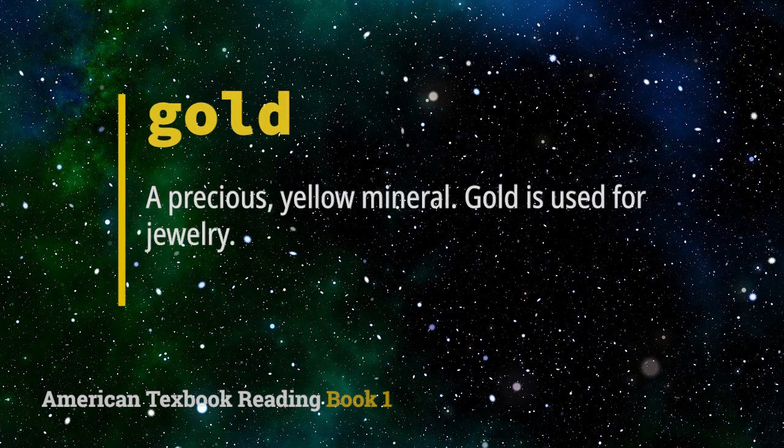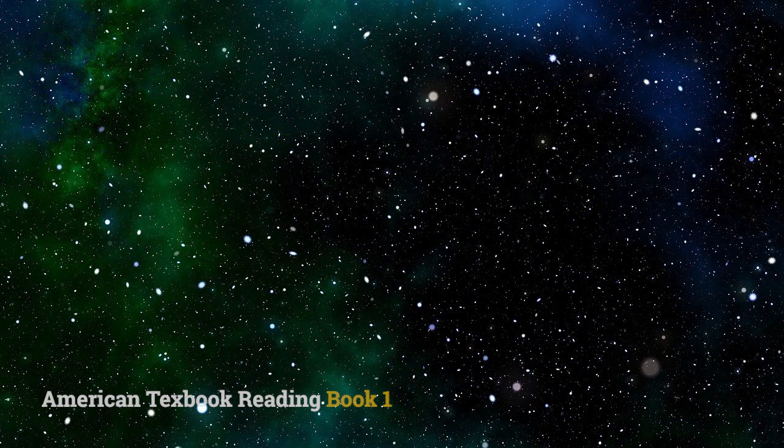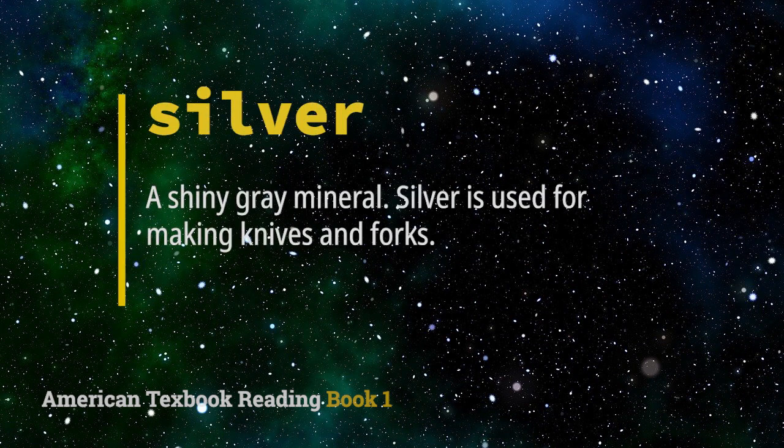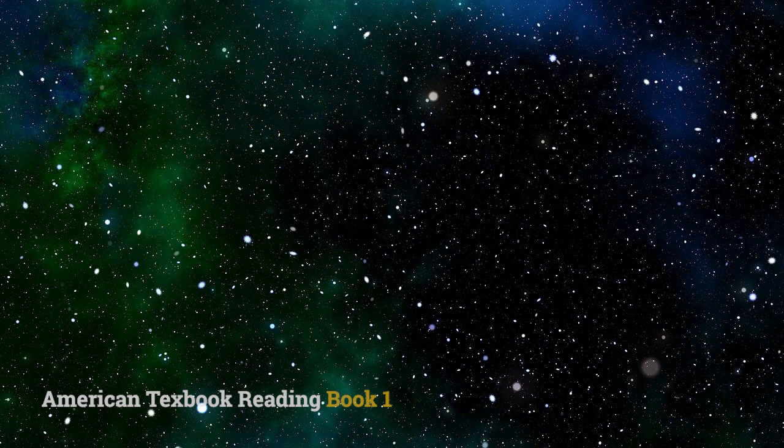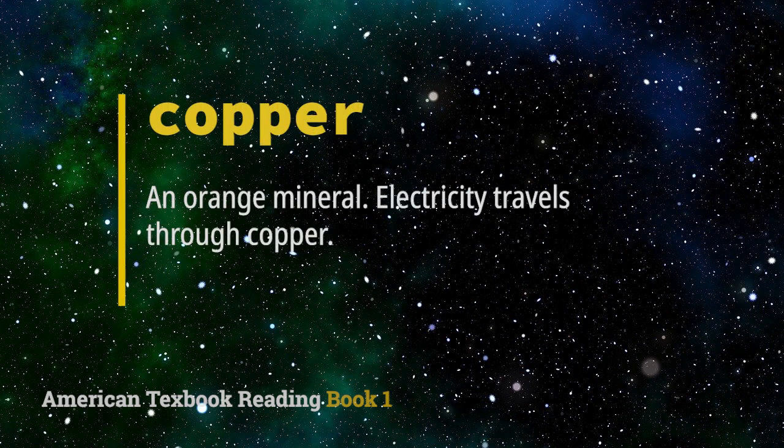Gold. A precious yellow mineral. Gold is used for jewelry. Silver. A shiny gray mineral. Silver is used for making knives and forks. Copper. An orange mineral. Electricity travels through copper.